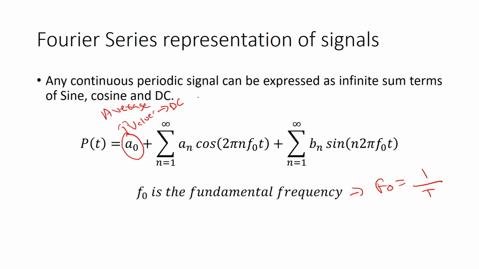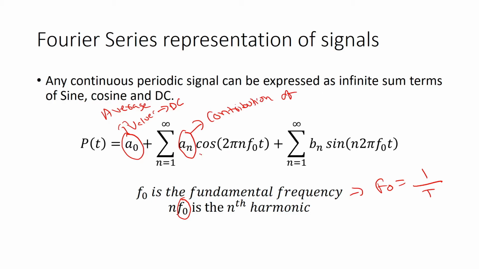f naught is the fundamental frequency and n f naught is the nth harmonic of the fundamental frequency f naught. And a n is the contribution of this cos 2 pi n f naught t towards this p of t, and b n is the contribution of sin 2 pi n f naught t in p of t. That is, any periodic signal can be expressed as a weighted sum of sine and cosine, and of course there is a DC value.